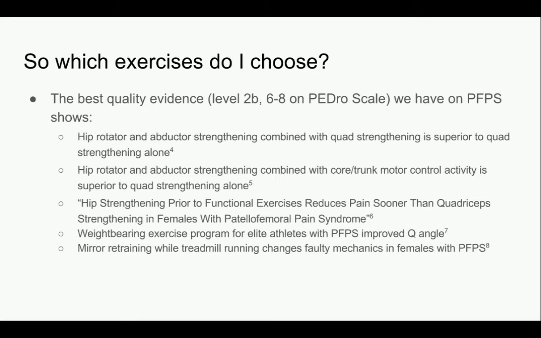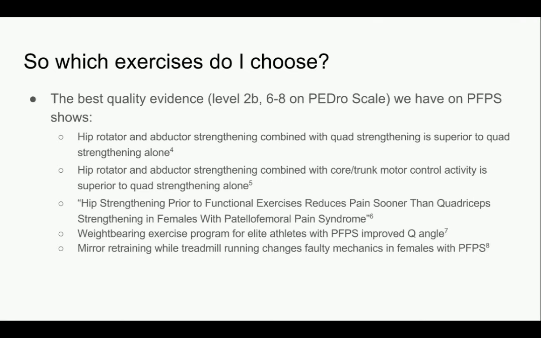One thing that is true across the board is addressing hip strengthening with these patients. There's a few studies to suggest looking at rotator and abductor strengthening as well as quad strengthening. They found that to be superior to quad strengthening alone with these folks. Also, an article to suggest that rotator and abductor strengthening combined with core and trunk motor control activities, again, superior to just quad strengthening alone.